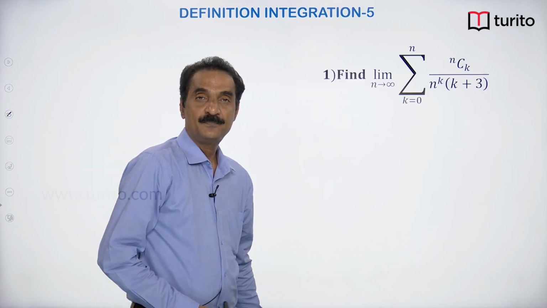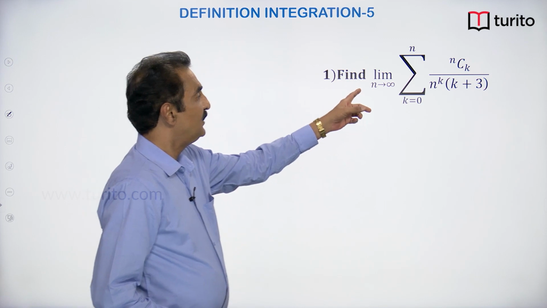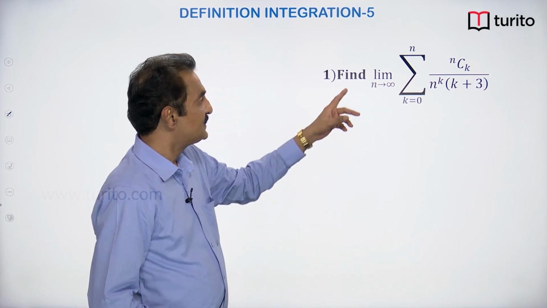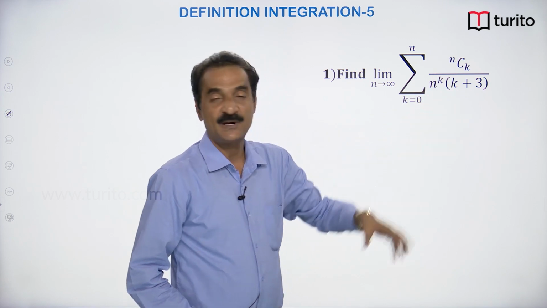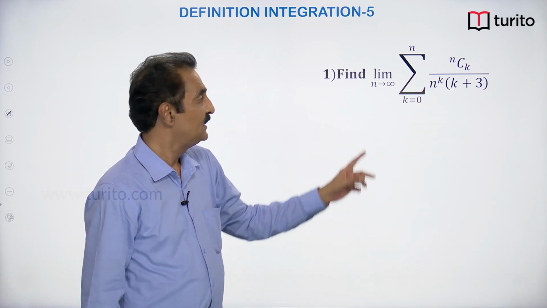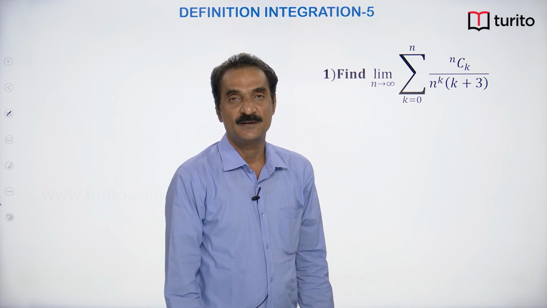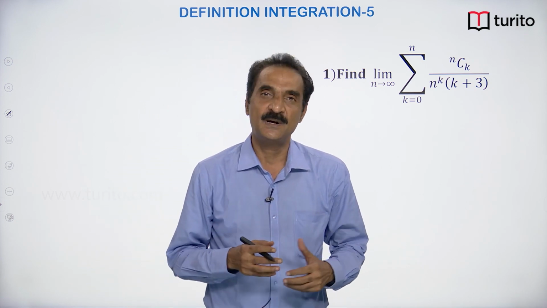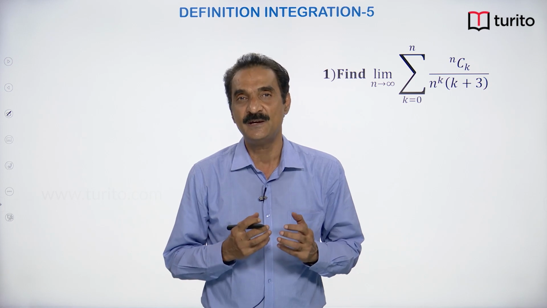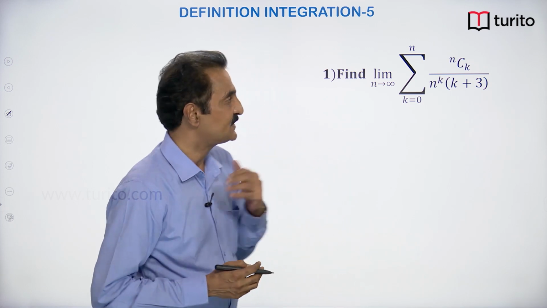The first question: limit as n tends to infinity of sigma nCk by n power k into 1 by k plus 3, where k varies from 0 to n. This question appears to be from limits, but it is a question to be solved by definite integration. Let us see how.